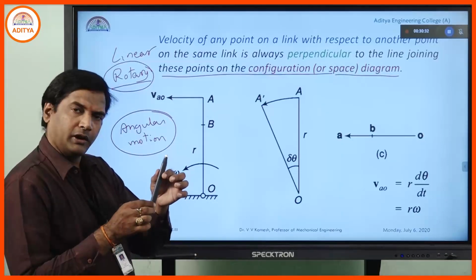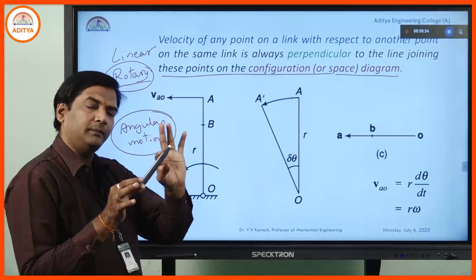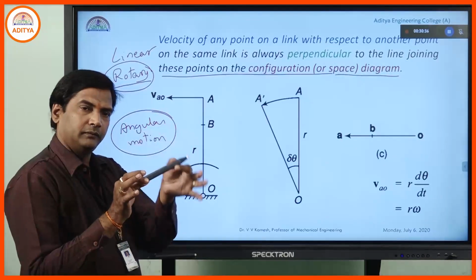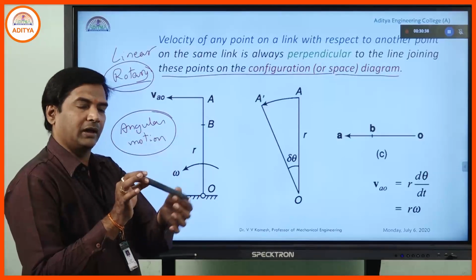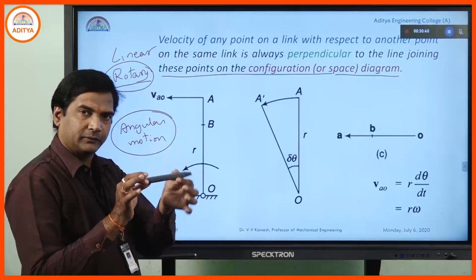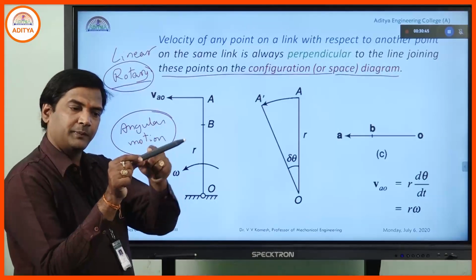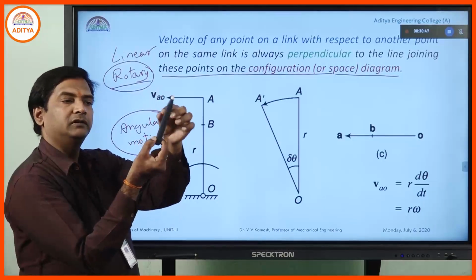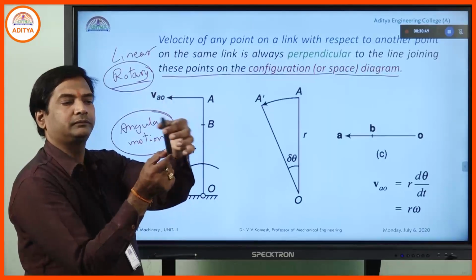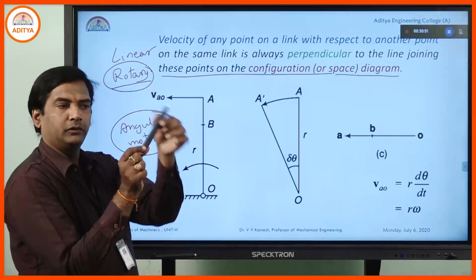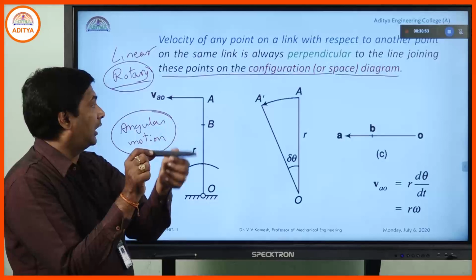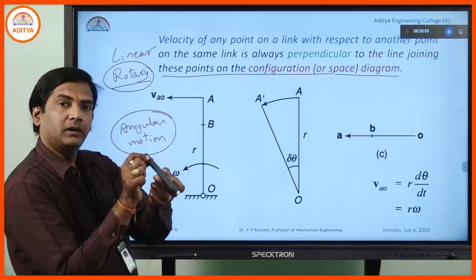So, when any body, let us take some object, some scale or pen, is moving with some fixed length, it has a point where it is hinged, this is a pin joint here. So, it can move like this. In this motion, how will the velocity be calculated?